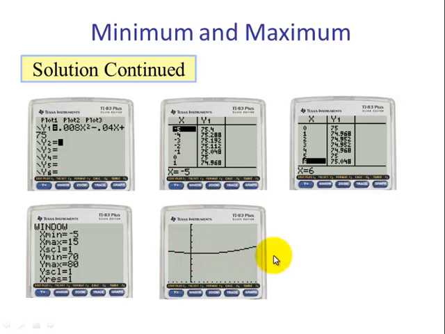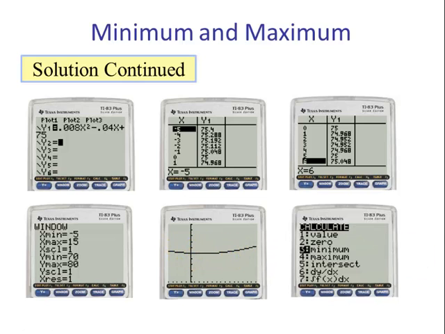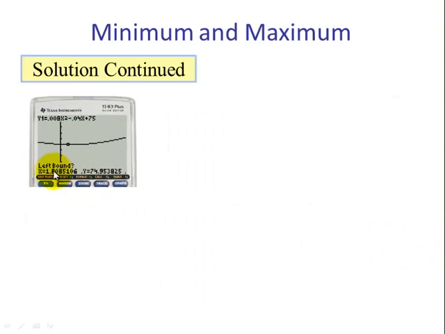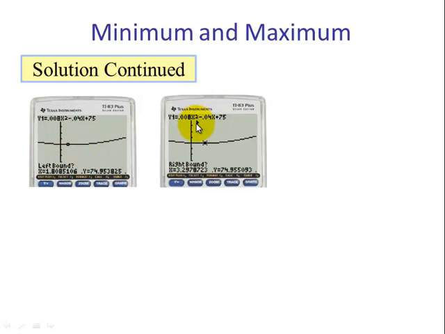If I hit second and trace, which is calculate, I want to select number 3, minimum. It asks for a left bound. It looks like the minimum's somewhere in here. So you want to pick a point that's to the left of the minimum. Hit enter. You get this little triangle.